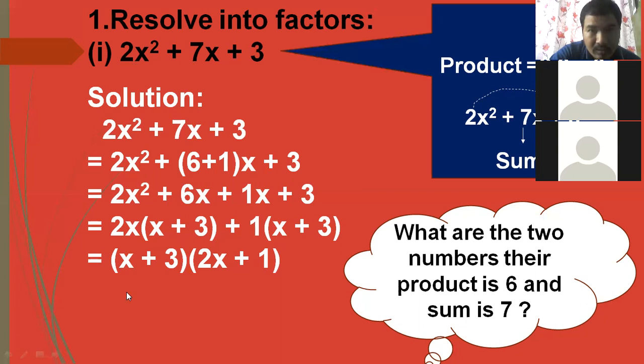Excuse me, sir. Yes, children. Sir, how did the one come there in the bracket? Which one, 6 plus 1? Sir, in the first line. Yes, okay, look here, we have to do the following. I am going to show you.